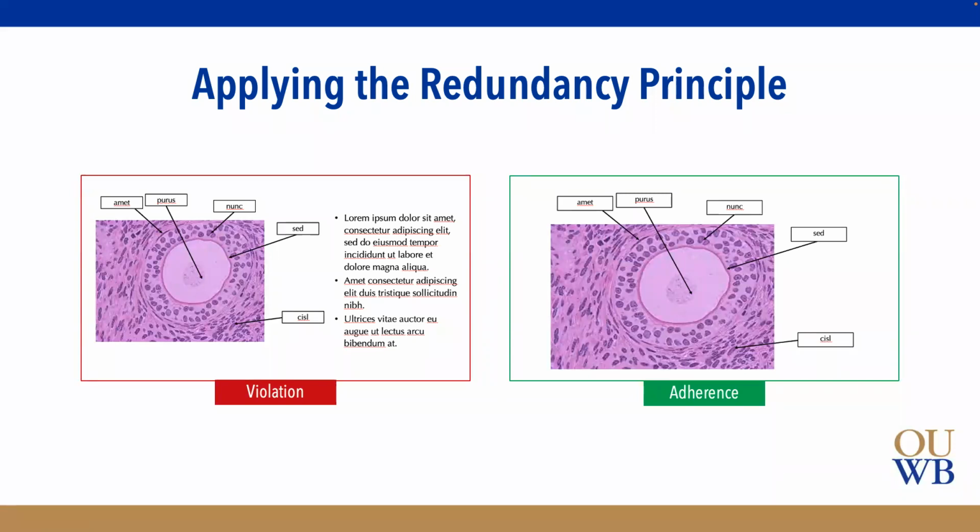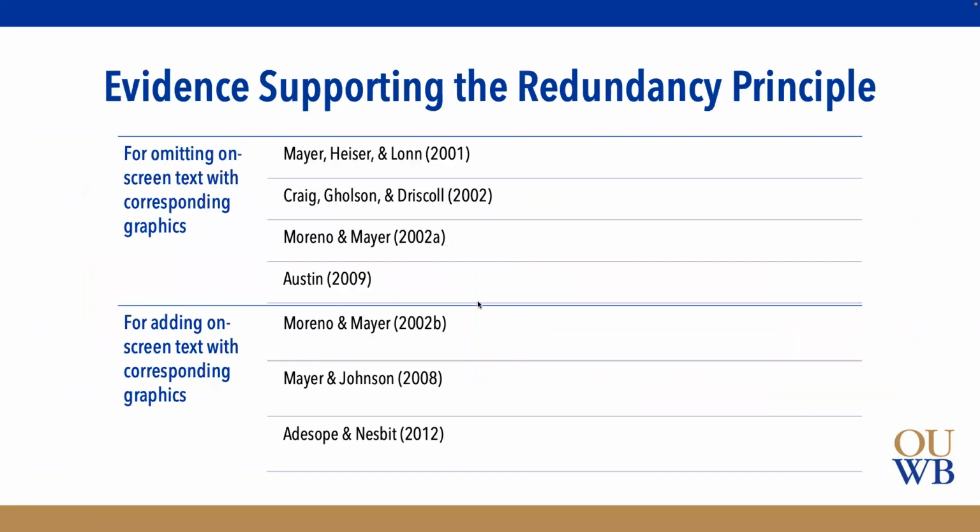Okay, so with an audio narration voiceover, for a recorded lesson, you want to use graphics on the screen and sort of limit the amount of text on screen, especially if your intention is to speak a lot of what you would otherwise be putting on the screen anyway. And again, a lot of evidence supporting sort of two subcomponents of redundancy. One piece of this is that you want to omit on-screen text with corresponding graphics. The other is that you want to add on-screen text with corresponding graphics.